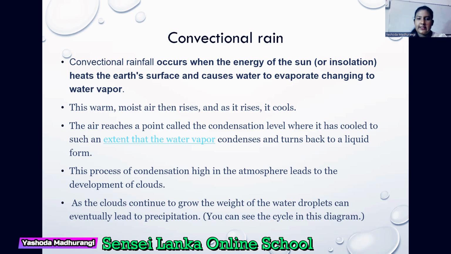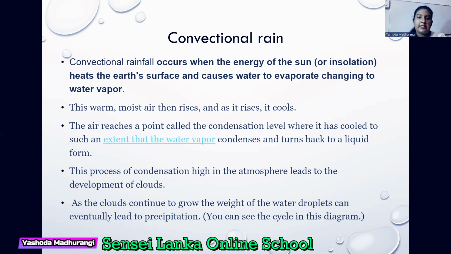Now come to the next type, convectional rain. It has no special time. In any time of the year, it may be there. Throughout the whole year, there may be convectional rain. But normally, from March and April, we can see it.